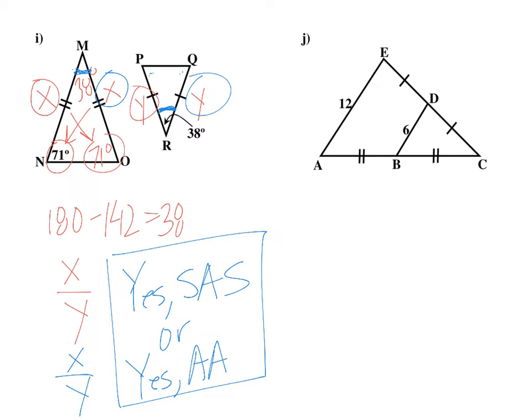All right, for J, let's see what we have here. I have these two triangles. I know they have this angle in common.